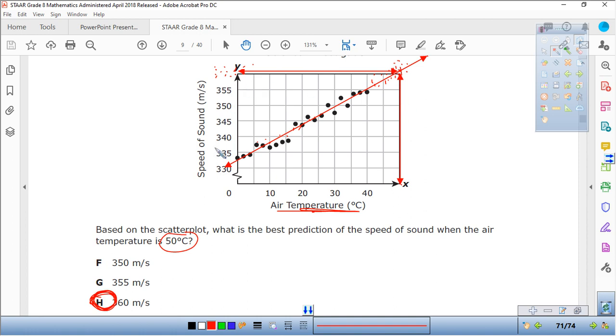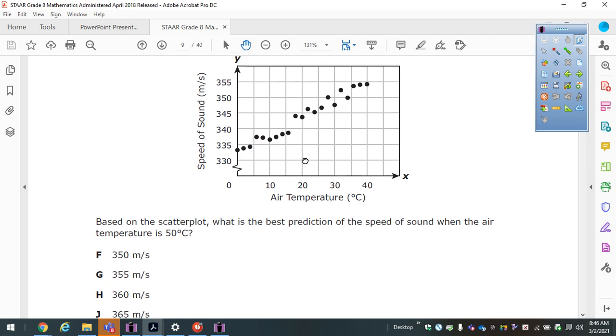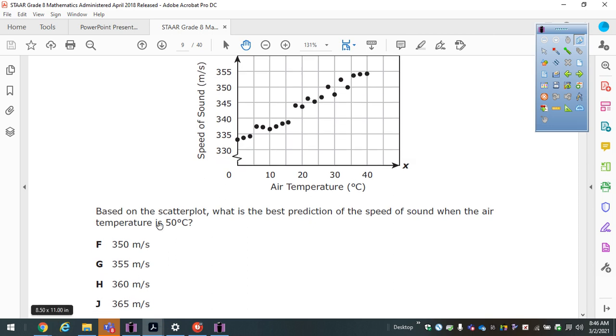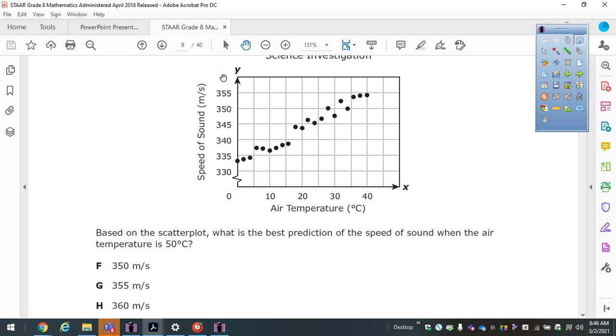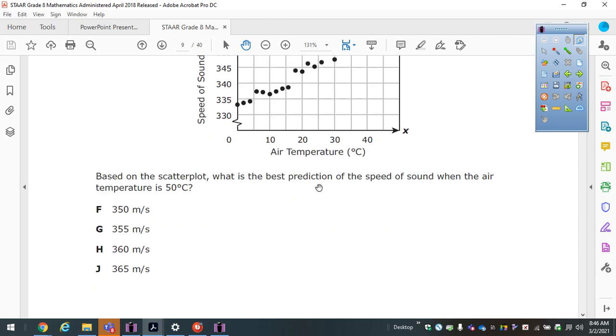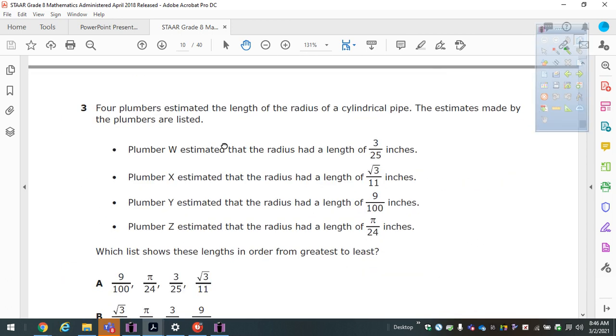I think it's closer to 50. I'm sorry, to 60 than any other one. There is 65, but I seriously think it happens closer to right here, this line, which would be 60. That's it. Moving on. Okay.